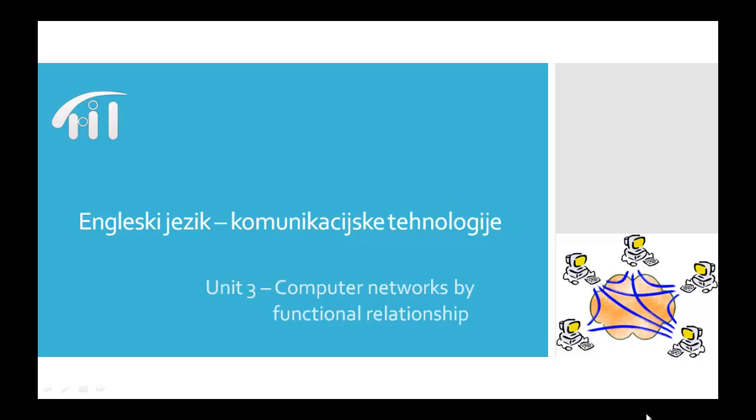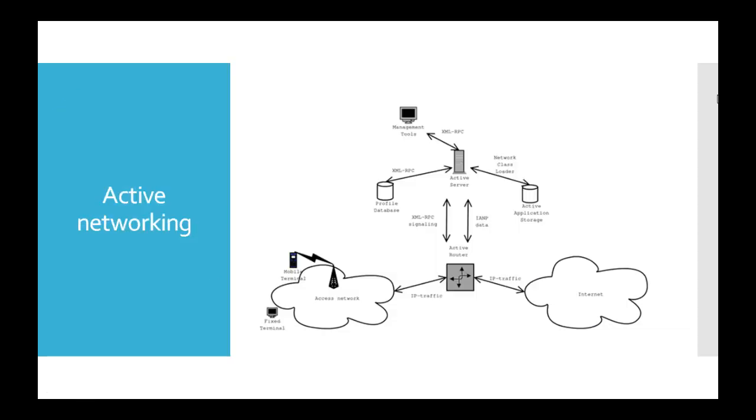In this unit, we'll be talking about the classification of computer networks by functional relationship. Computer networks may be classified according to the functional relationships which exist between the elements of the network, for example, into active networking, client-server, and peer-to-peer architectures.